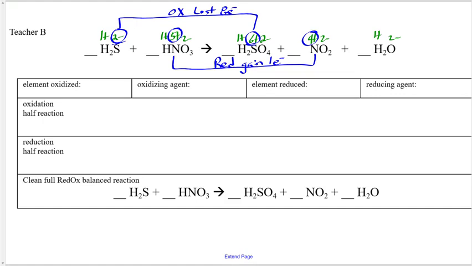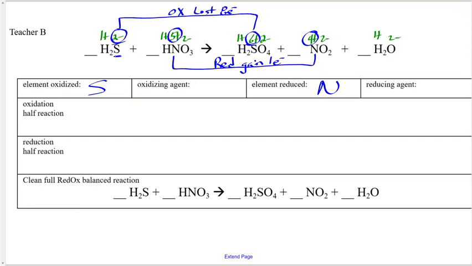That's my steps. My next step is to fill in the 4 boxes at the top, and if you did a good job with your brackets, this should be fairly easy. So what is oxidized? My sulfur. What is reduced? My nitrogen. Then we go to the agents, which is a little bit harder to understand.